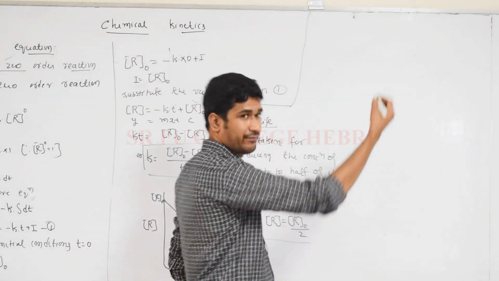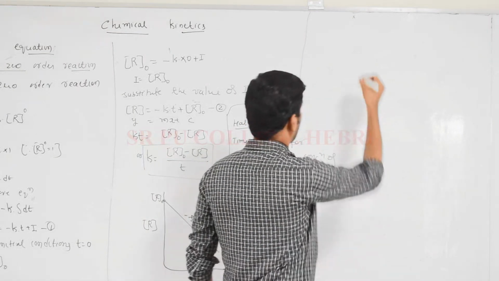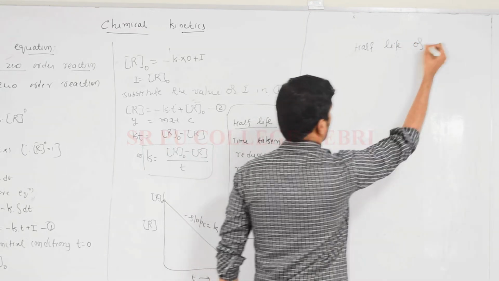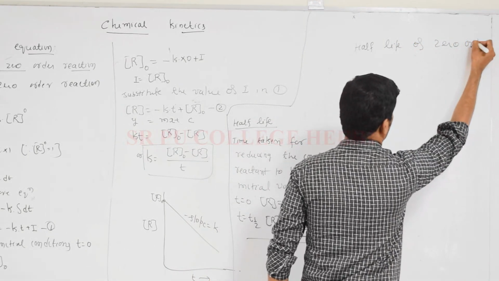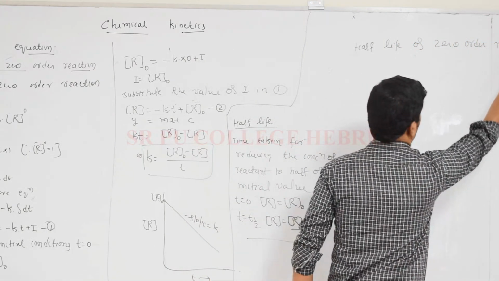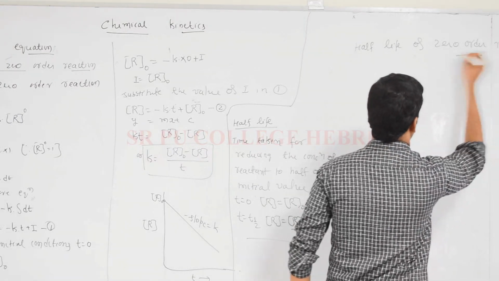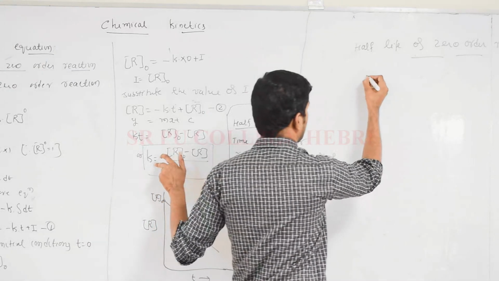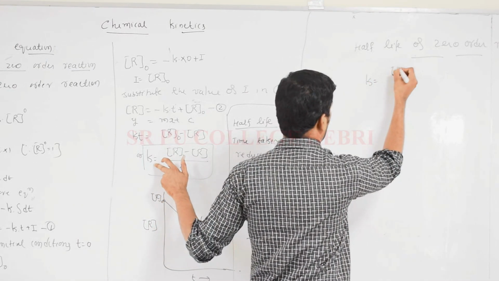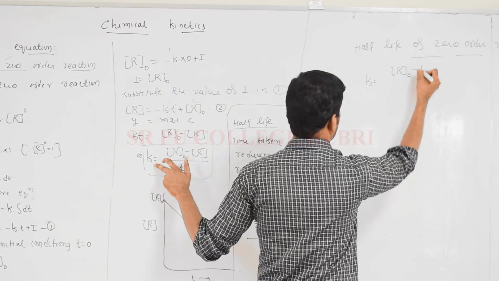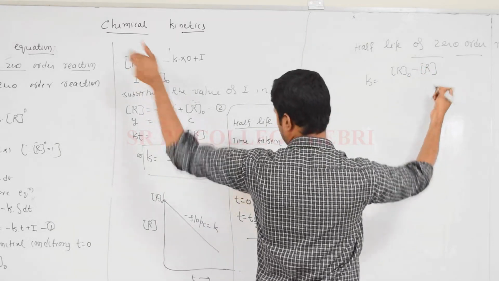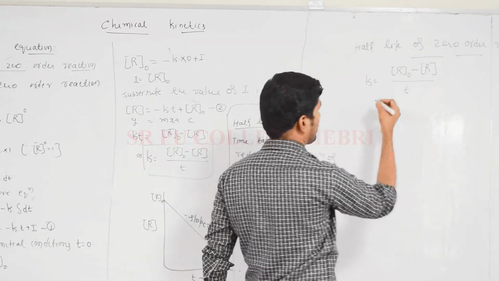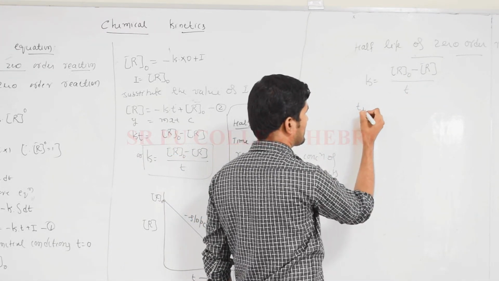Now I'll derive the equation for the half-life of a zero order reaction. For that, straight away write this equation: K is equal to R naught minus R divided by T. In your exam they will ask it for 2 marks. No need to derive all these things; straight away you can start from here. Now we are going to derive the equation for half-life, that is T half.